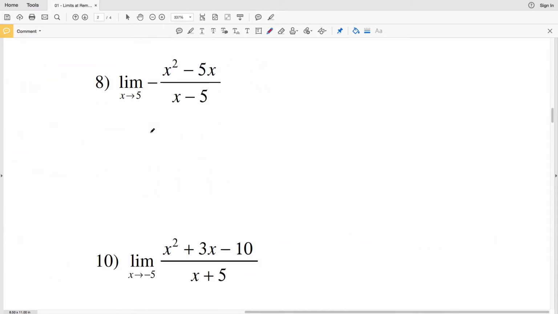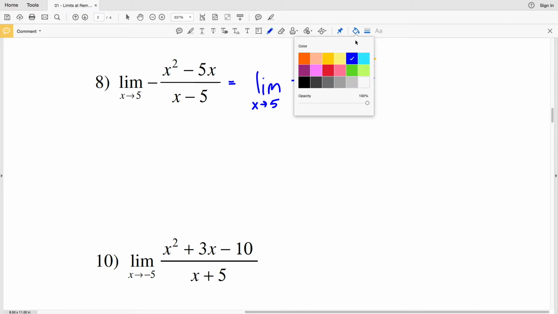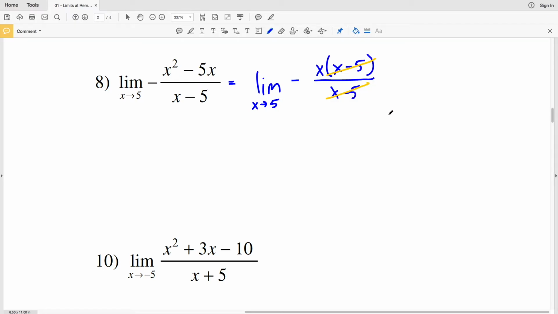In number 8, we're going to be factoring again, and I'm going to be factoring that numerator. So this is going to be equal to the limit as x approaches 5 of factoring that numerator. I'm going to pull out an x from each of my terms. So I'll have x times taking an x from x squared, that will leave me with x, and then I'm subtracting, taking an x from 5x, that'll leave me with 5. So x times x minus 5 is my numerator, and in my denominator, I still have x minus 5. And you can see that x minus 5 will cancel out, because x minus 5 divided by x minus 5 is 1, and 1 times any number is that original number.